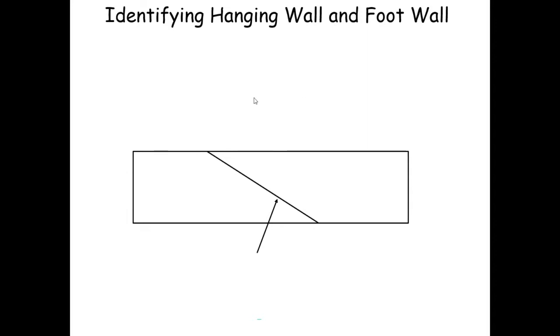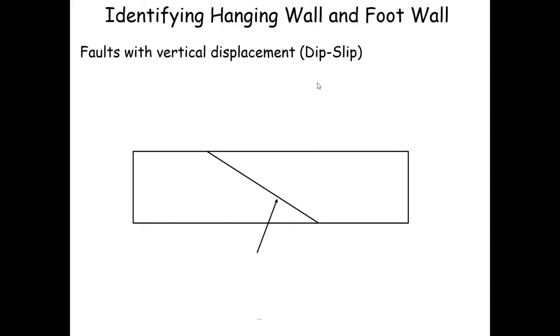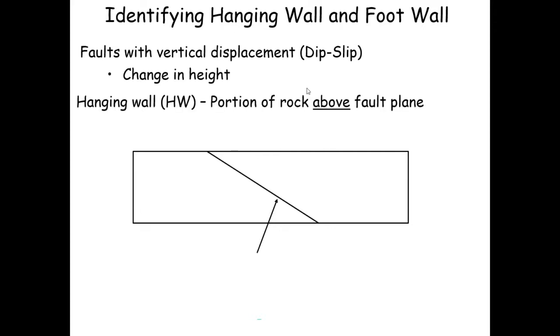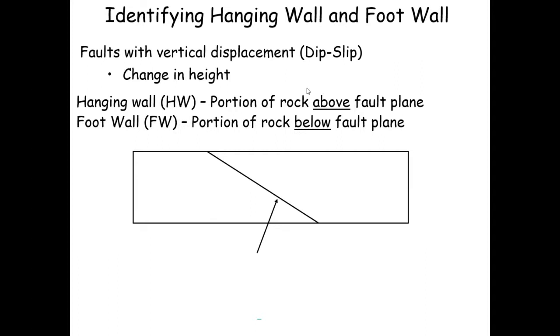This time we're going to talk about identifying the hanging wall and the footwall. In this instance, we're talking about faults that have a vertical displacement, or what is known as dip slip faults. In these types of faults, you have a change in height. It's either up or down. But before we can do that, we need to identify which portion of the fault is the hanging wall and which portion of the fault is the footwall.